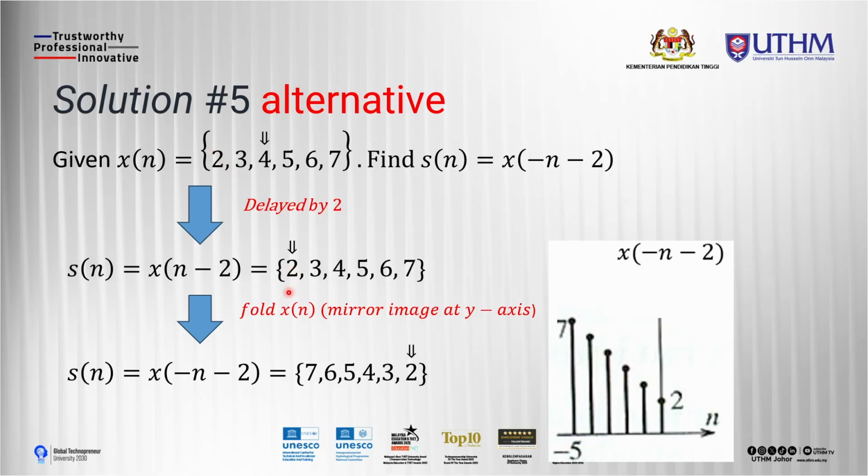After that, followed by folding. Folding is the mirror image at the y-axis. So I fold it. Okay, I fold it. All the signal on the right will move to the left-hand side. So that's why I get 7, 6, 5, 4, 3, 2, with the origin at the value of 2.